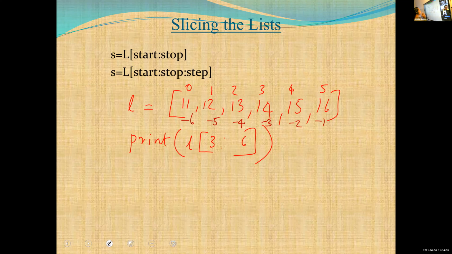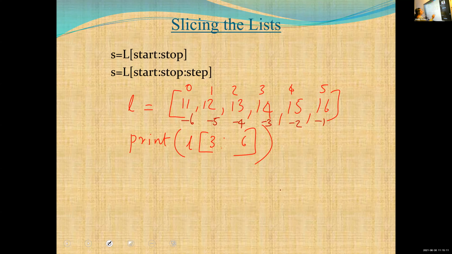What is the result? L[3:6]. Aryan, what is the result? Just like string slicing. We'll start from 3. What is index 3, Aryan? It is 14. Okay. And the slice ends at 6. 6 is not included. The stop value is not included anywhere.